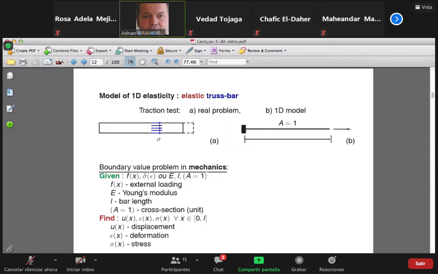So let me start with a concrete example. Here I have a three-dimensional problem, which could be like a box, a pen, whatever you want. It has one dimension much longer than the other two, so that allows us to use a one-dimensional model.